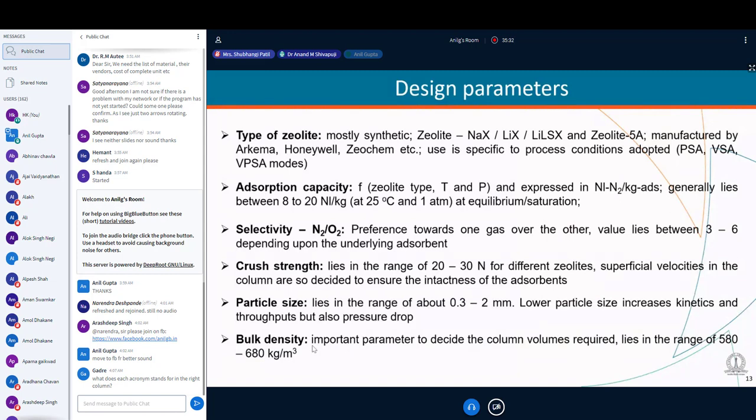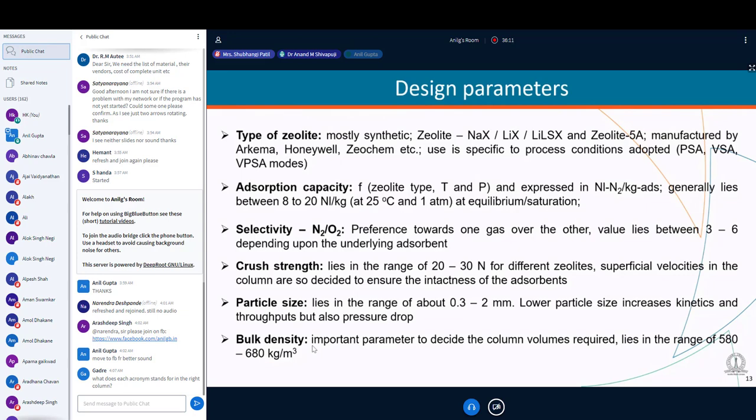And here we have listed some of the bed materials available. Typically, this bed material is available from Arkema, Honeywell, Zeochem, etc. Arkema is the one which is most commonly used. And as far as the absorption capacity of bed material is concerned, it lies between 8 to 20 normal liter nitrogen per kg. So if you take 1 kg of the bed material, it can be anywhere between 8 and 20 normal liters of nitrogen it can absorb at 20 degrees and 1 atmospheric pressure. Now the next one is a very important parameter that is called selectivity.